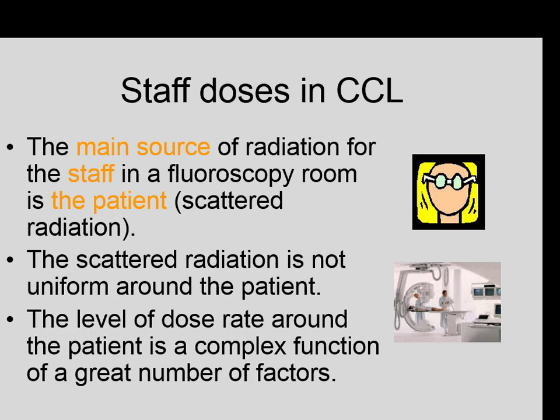In terms of staff doses in the cardiac cath lab, the main source of radiation to staff is from the patient, the scattered radiation from the patient. Therefore, it's very important to try and minimize exposure to the patient, because that will also minimize exposure to staff members. Radiation scattered from the patient is not scattered uniformly around the patient.